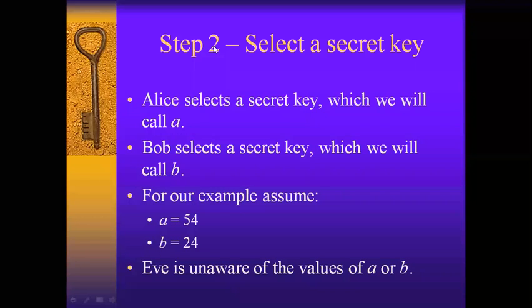Now the next case, we have to select the secret key. How are you going to select it? The first thing is that Alice has to select the secret key. Let's take the name as A. Now Bob also has to select a secret key. Let's take Bob's secret key as B. So if the question paper gives two secret keys, 54 and 24, then you will understand that the value of your A will be 54 and the value of your B will be 24.